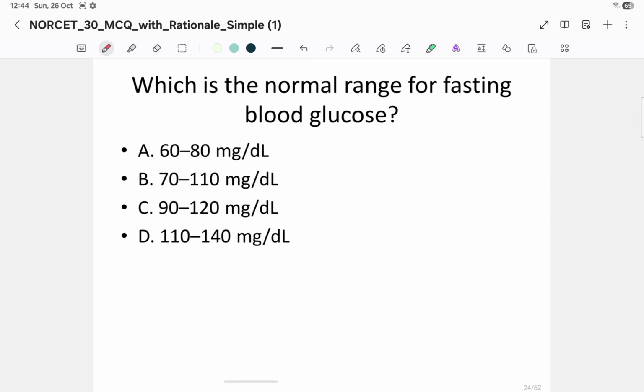Next, which is the normal range for fasting blood glucose? Option A, 60 to 80 mg per dL. Option B, 70 to 110 mg per dL. Option C, 90 to 120 mg per dL. Option D, 110 to 140 mg per dL.